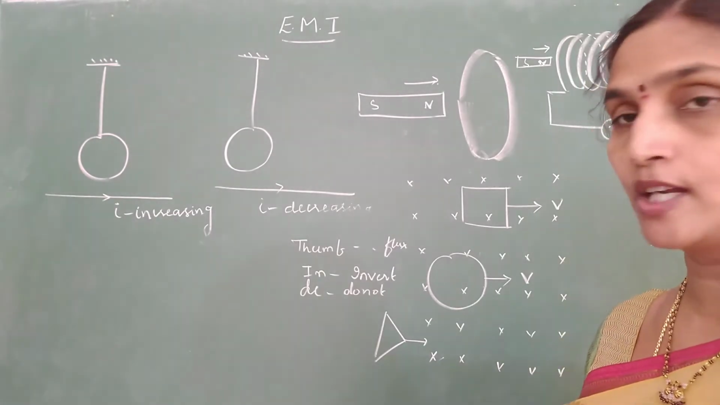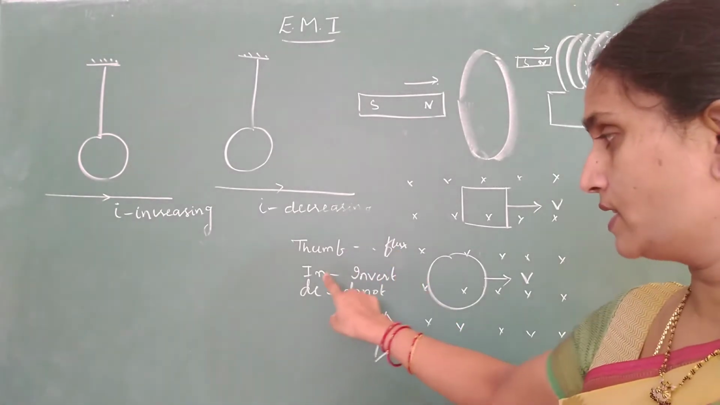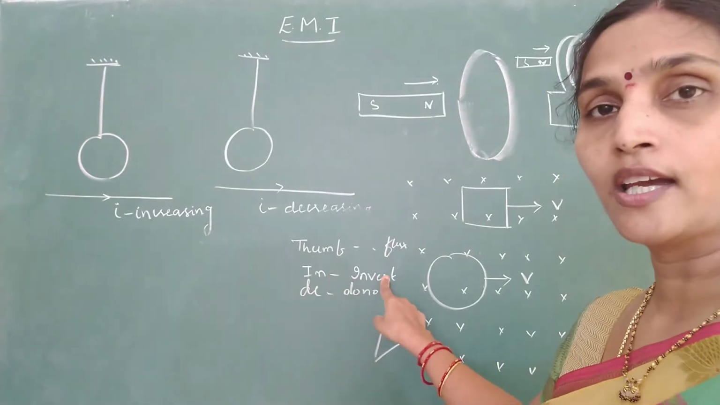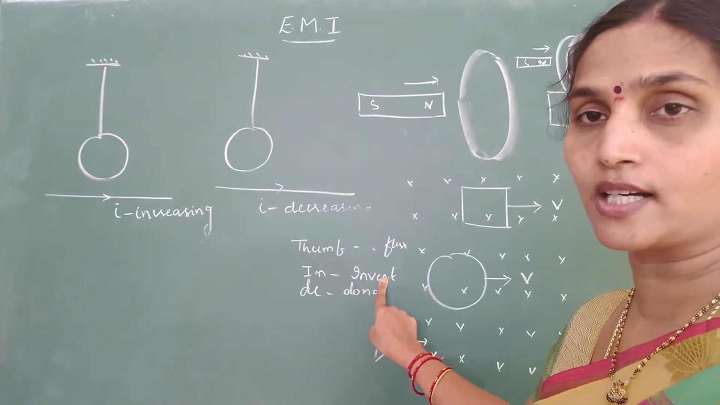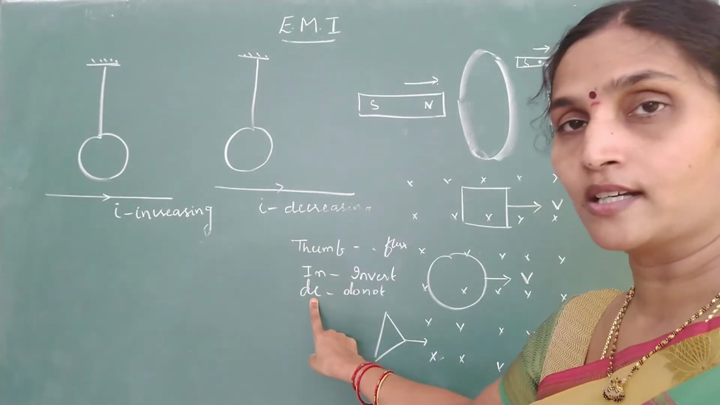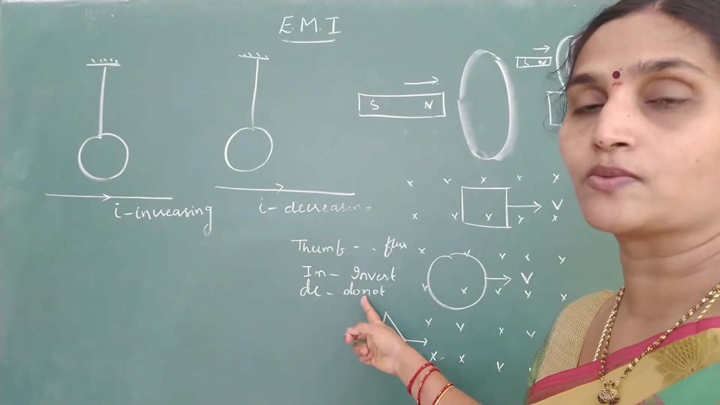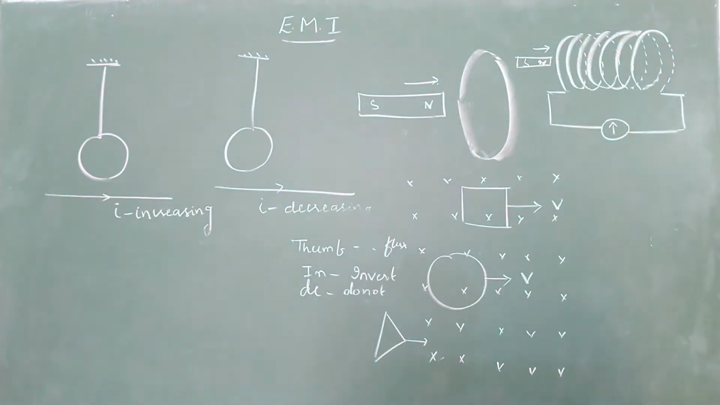Again, I am repeating the statement. Put the thumb in the direction of flux. Check whether it is increasing or decreasing. If increasing, invert the thumb of the right hand. Curl will give you the direction of induced current. If it is decreasing, do not invert. Keep the thumb as it is. Curl of fingers will give you the direction of induced EMF. Let's see how to apply this rule.